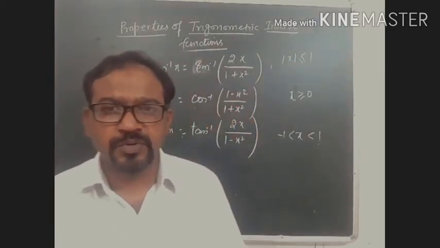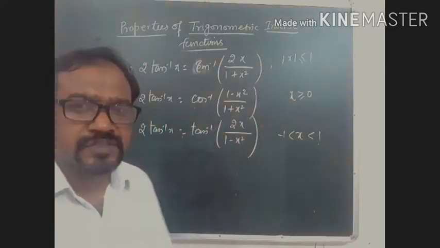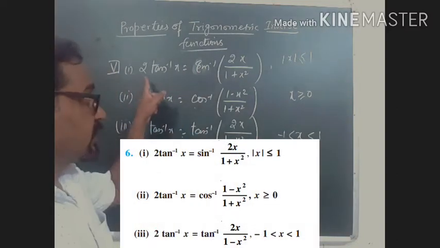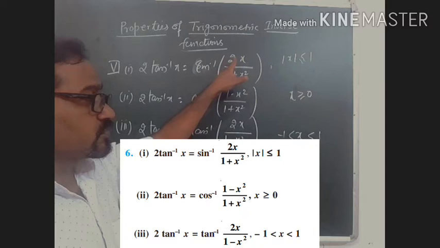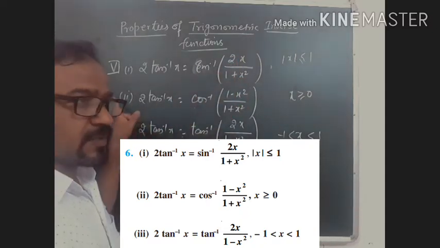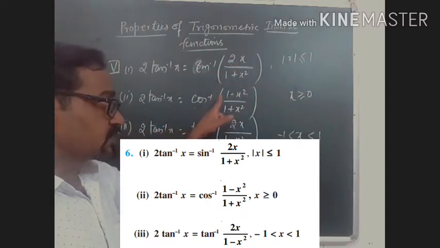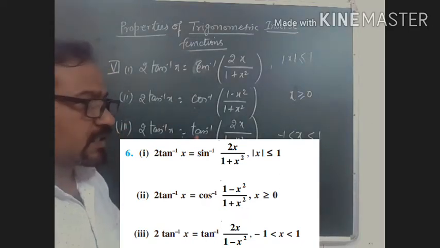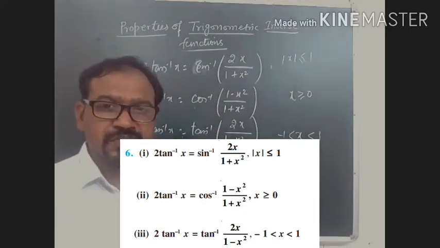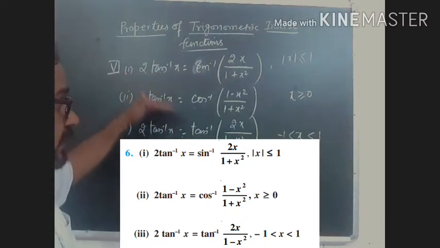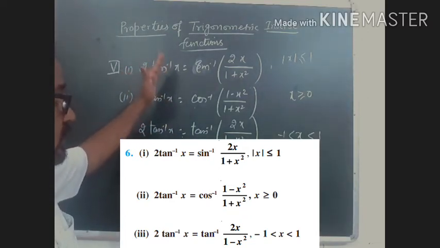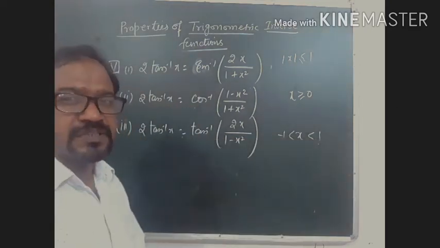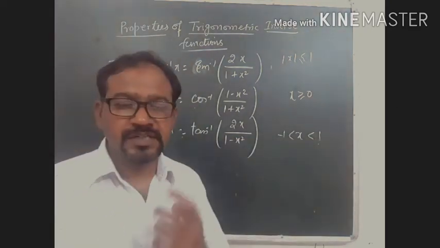Sixth property is 2 tan inverse x. First part, 2 tan inverse x equals sin inverse 2x upon 1 + x square. Second part, 2 tan inverse x equals cos inverse (1 − x square) upon 1 + x square. Third part, 2 tan inverse x equals tan inverse 2x upon 1 − x square. In all three identities the left side is the same, but on the right side, the first part has sin inverse, the second part cos inverse, and the third part tan inverse.